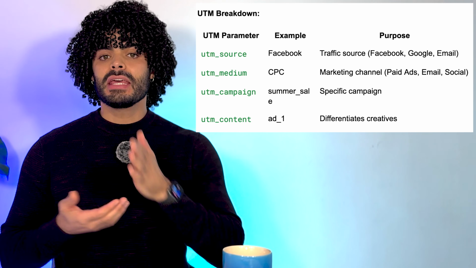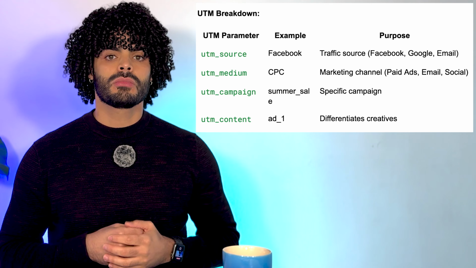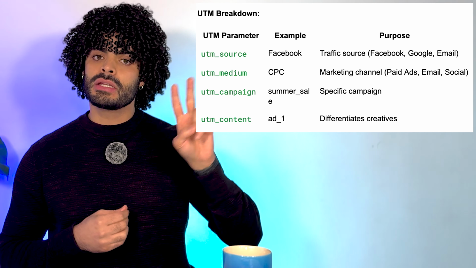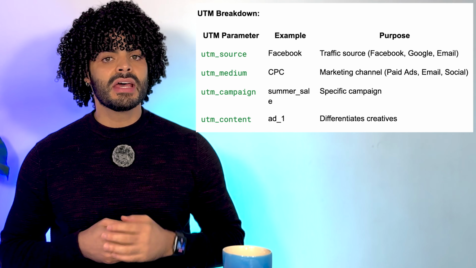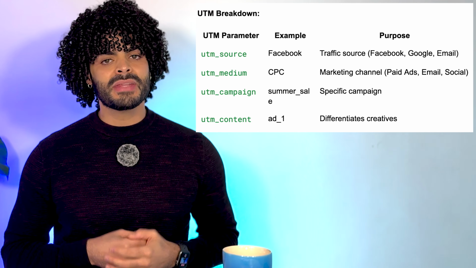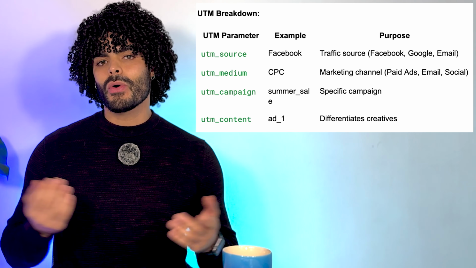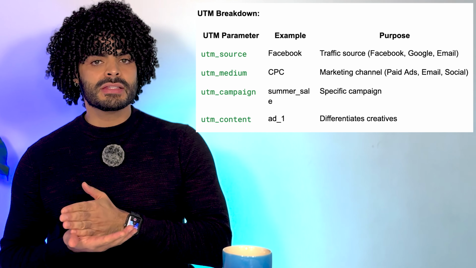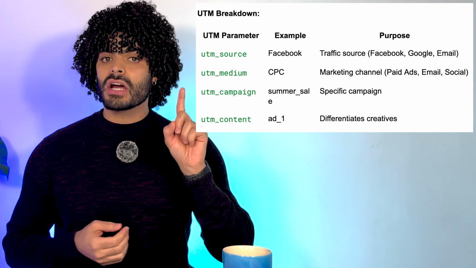The second one, the UTM medium, it refers to the marketing channel that you're driving traffic to. For example, paid ads, organic social posts, and so on. The third parameter, the UTM campaign, it refers to the specific campaign name that you're driving traffic to. For example, summer sale, Black Friday, and so on. The fourth one, the UTM content, it refers to what kind of creative you're using in this campaign. Is it a carousel? Is it a single image? Is it a video?